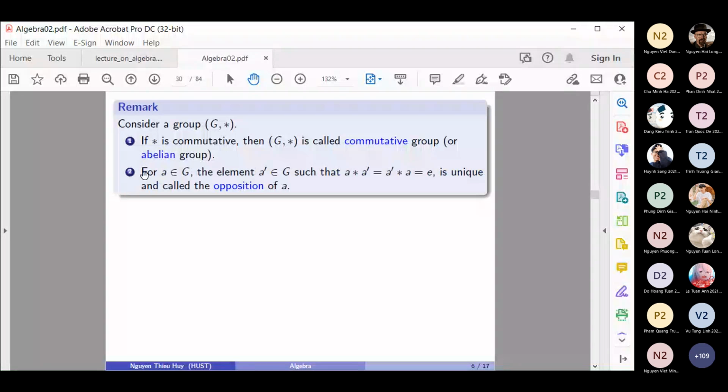Here, for the last property in a group, we mean that for all A in G there exists A prime such that A star A prime equals A prime star A equals E, which is the neutral element, and this A prime is also unique. For A, the element A prime such that A star A prime equals A prime star A equals E is unique, and this is called the opposite of A.